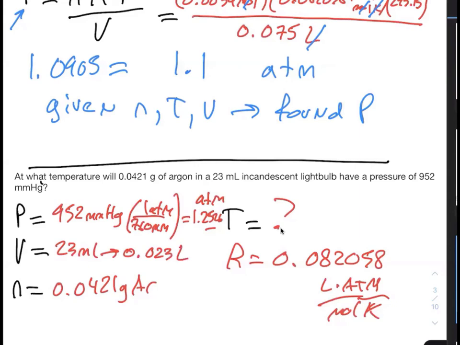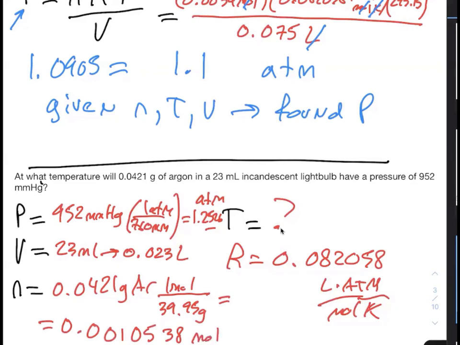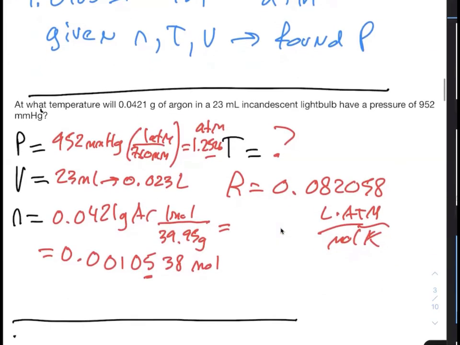And then let's convert the grams of argon to moles. I need the molar mass. I'm going to look up on the periodic table, and argon is 39.95 grams to 1 mole. So this is going to be a really small value then. Let me write it here. 0.0010538 moles. That's good enough, and 3 sig figs would be right there. Let me put that up so you guys can see that a little better.